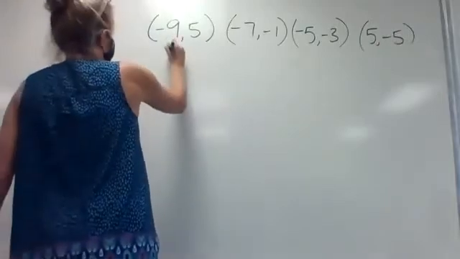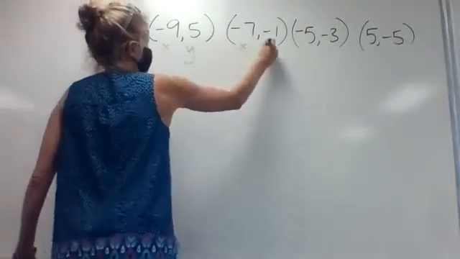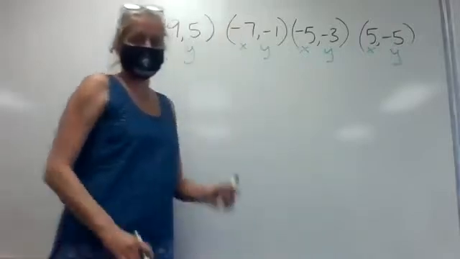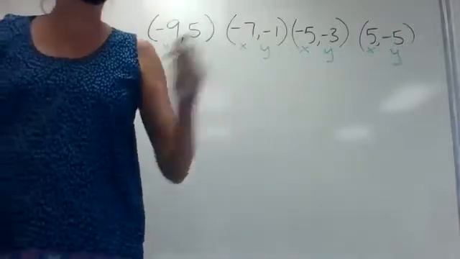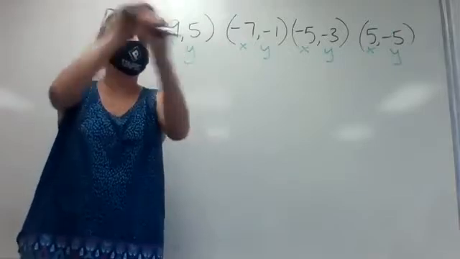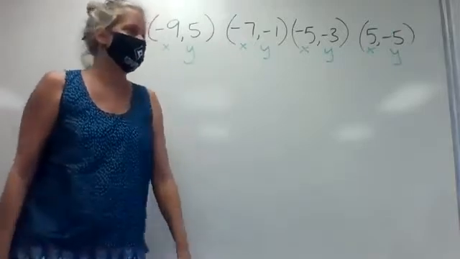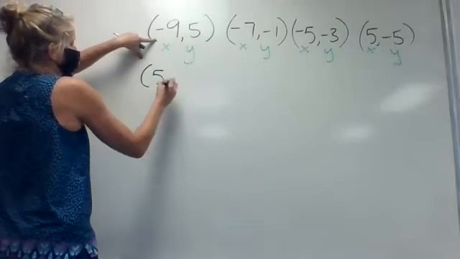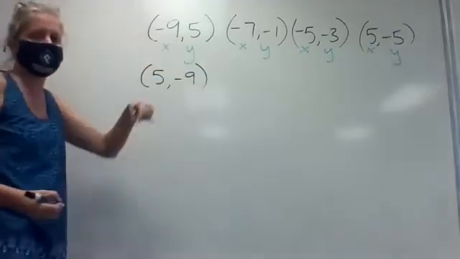And remember, each ordered pair has an x coordinate and a y coordinate. So if I'm going to find the inverse of this relation, that just means rewrite all those points and flip-flop your x and y. That's it. So this one would be 5 in the x spot, -9 in the y spot.